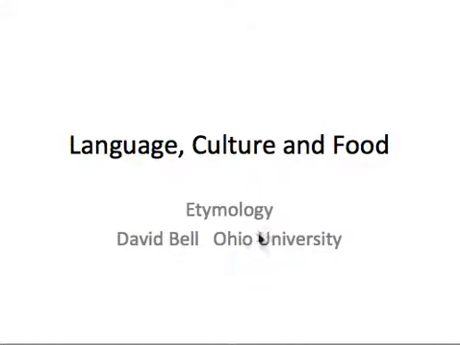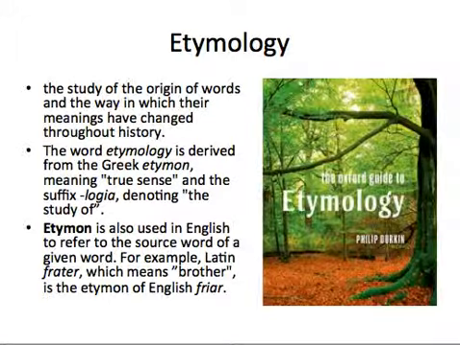Okay, so what is etymology exactly? As I said, it's the study of the origin of words and the way in which their meanings have changed throughout history. The word itself, etymology, comes from two words. So you can see there the Greek word etymon, which refers to the true sense. Although when we talk about etymology, we don't talk about true sense, we're talking about derivation. And the suffix logia, of course, means the study of.